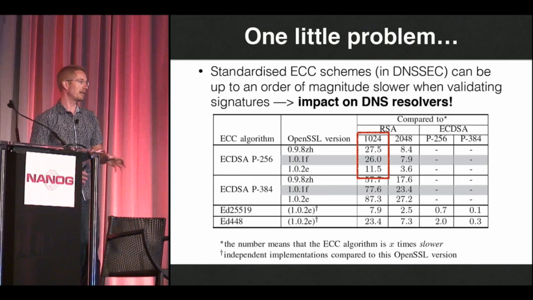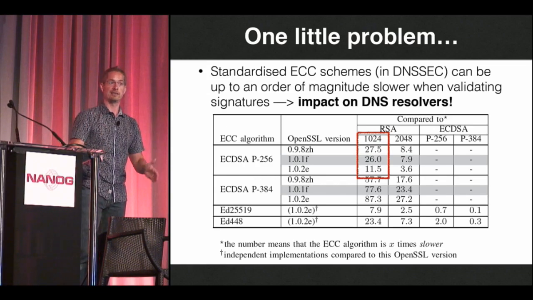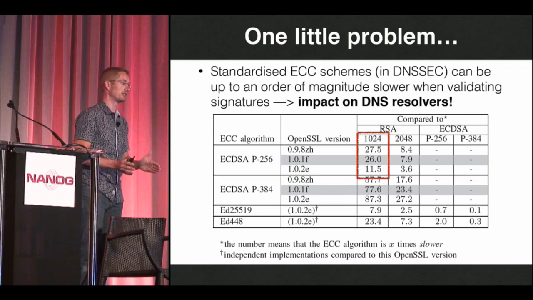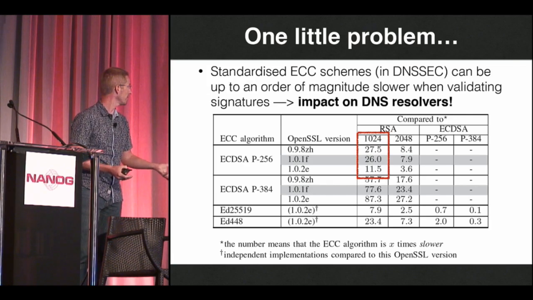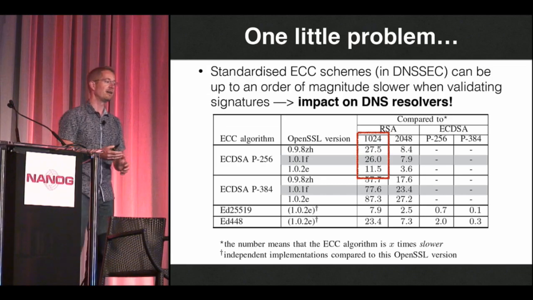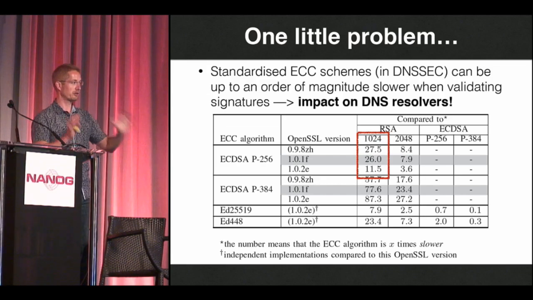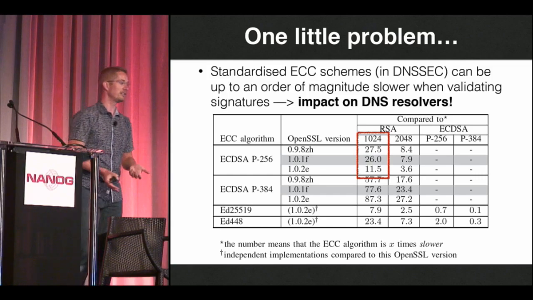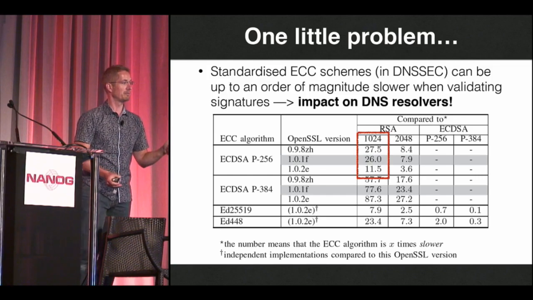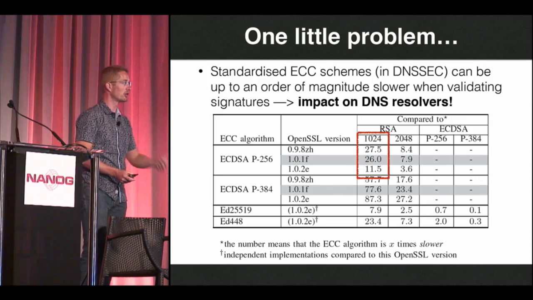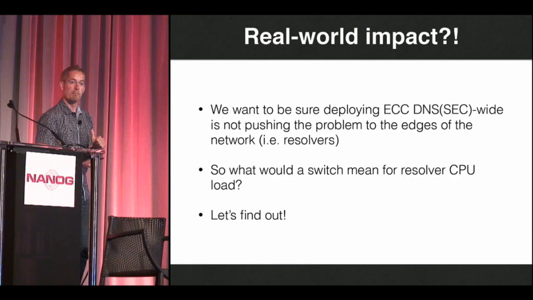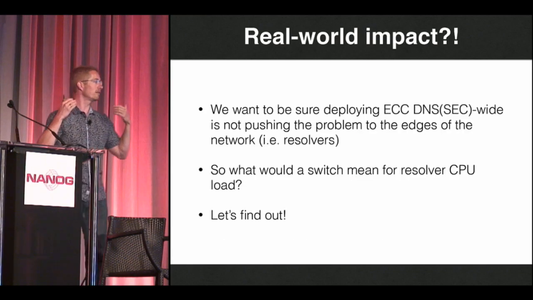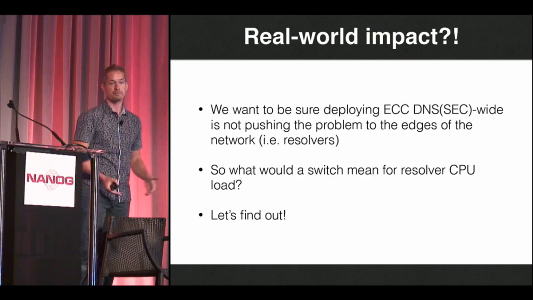The majority of RSA signatures that you encounter today in DNSSEC are 1024-bit RSA signatures. So what we did in this table is compare the validation time for 1024-bit RSA signatures to the smallest ECC group that was standardized, which is P256. And if you use current software, so current OpenSSL, to do the validation, validation of a single elliptic curve signature can be up to 26 times slower than a 1024-bit RSA signature. And that might be a problem, because you might be pushing the effort towards the edges of the network.